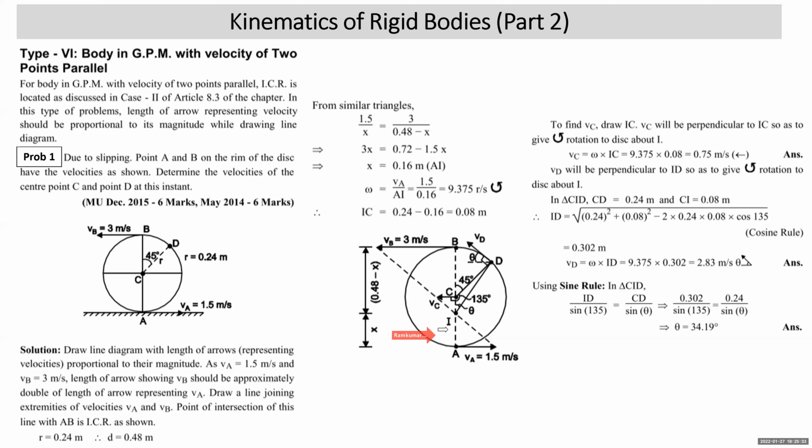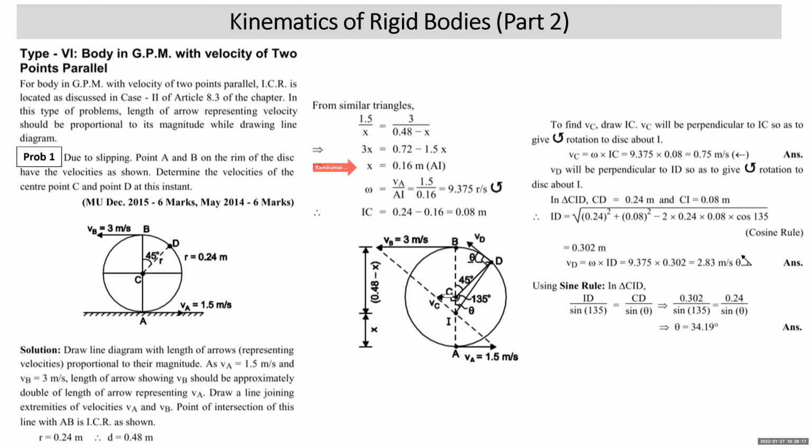All right. Now, to locate the point I, we use similarity of triangles. Diameter is 0.48, so radius will be 0.24. What similar triangles? VB upon BI, 3 upon BI, and VA upon AI, 1.5 upon AI. AI we assume to be X, so BI will be 0.48, my diameter, minus X. So VA upon X equals VB upon 0.48 minus X. VA is 1.5, VB is 3. On simplification, we get X, that is AI, as 0.16 meter. Radius CA or CB is 0.24 meter. So the length CI will be 0.24 minus 0.16, which is 0.08 meter.